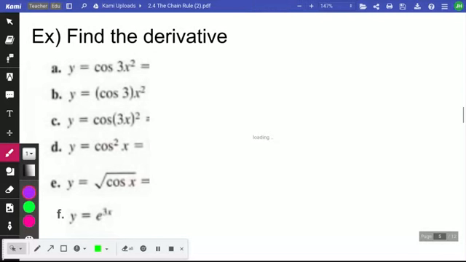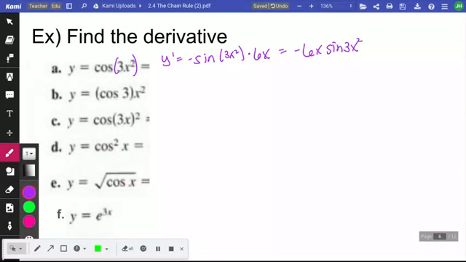So, chain rule again, we just are introducing it with some trig functions to do it. So keep in mind the inside of this is 3x squared. So if I'm doing my y prime, it's going to be equal to the derivative of the outside, which is negative sine, keeping the inside the same, times the derivative of the inside, which is 6x. So I'll simplify that to be negative 6x sine 3x squared.